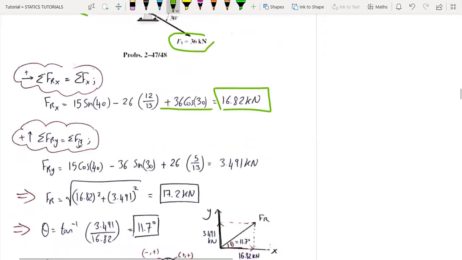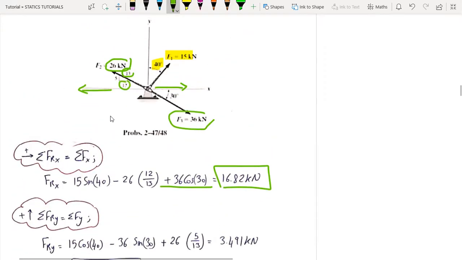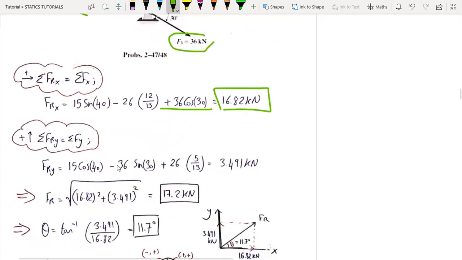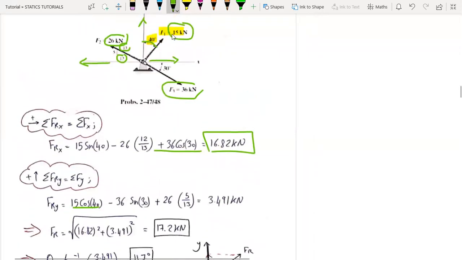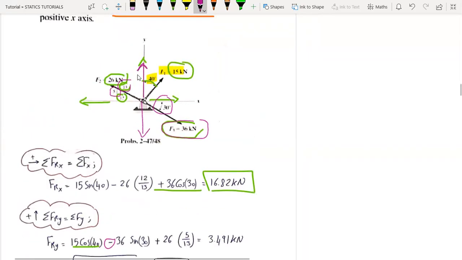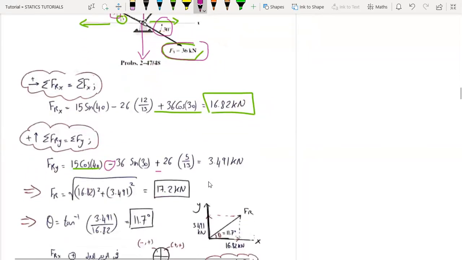What about the resultant in the y direction? Here, the 15 kilonewtons cosine 40 will be positive in the y direction, so 15 cosine 40. And here, the force 36 kilonewtons sine 30 will give us the component in the negative y direction, so negative, plus 26 times 5 over 13, we'll get the resultant in the positive y direction. So plus, and we will get the answer.